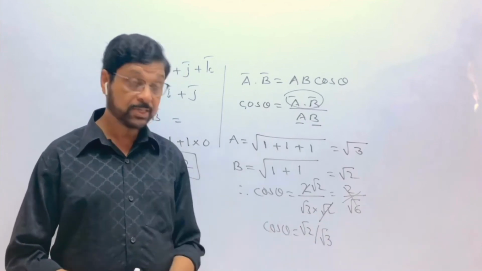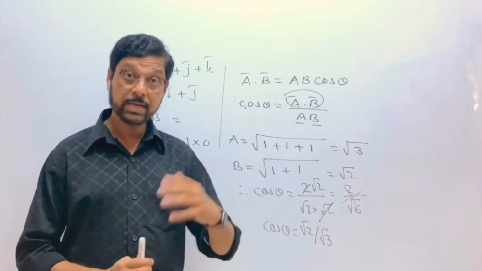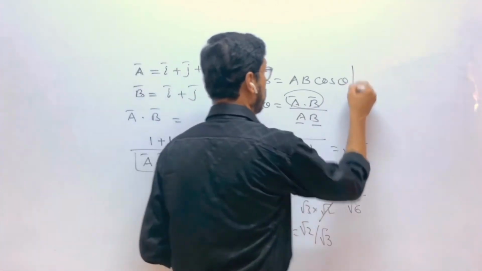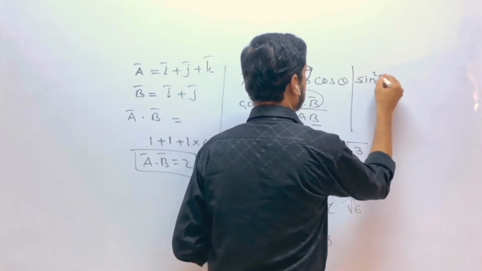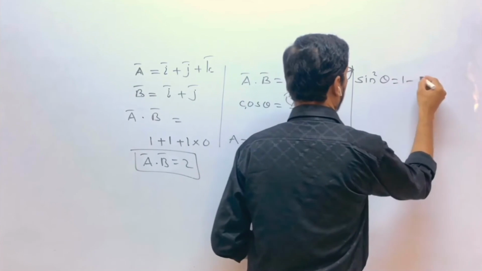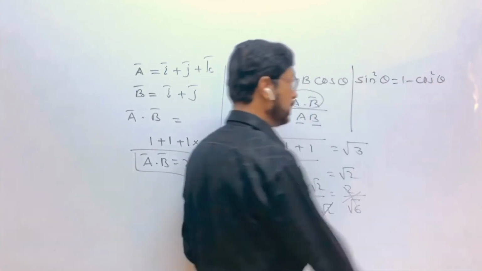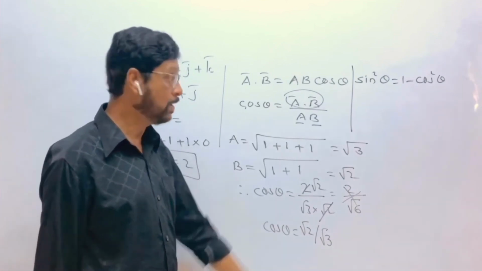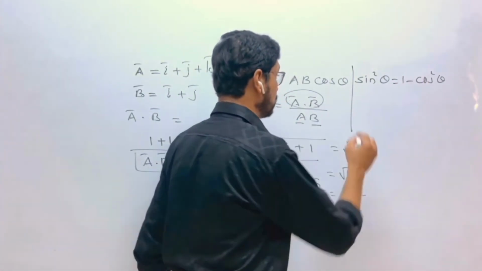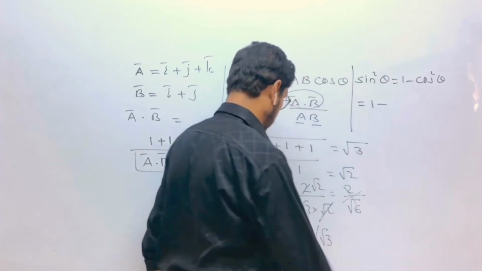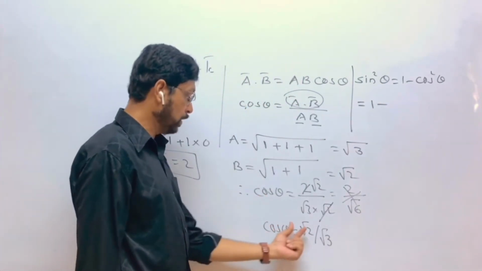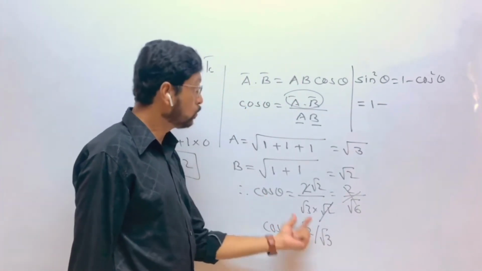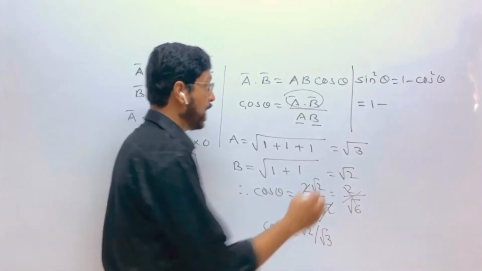So the answer must be in sine form. Sine के फॉर्म में चाहिए. So sin square theta होता है 1 minus cos square theta. Sin square theta plus cos square theta is equal to 1. So sin square theta is 1 minus cos square theta. Here cos theta is root 2 by root 3, so cos square theta will be 2 by 3.